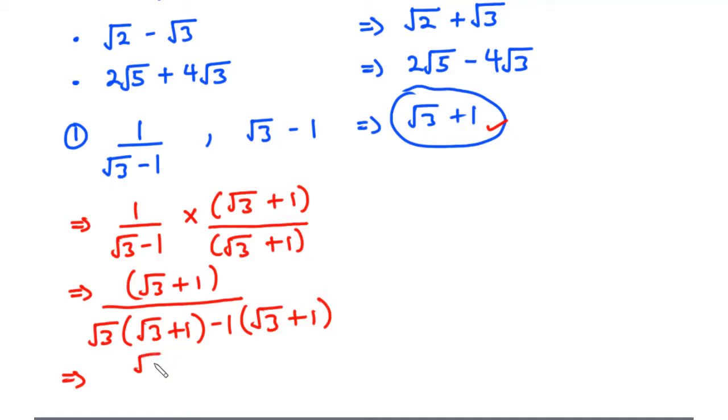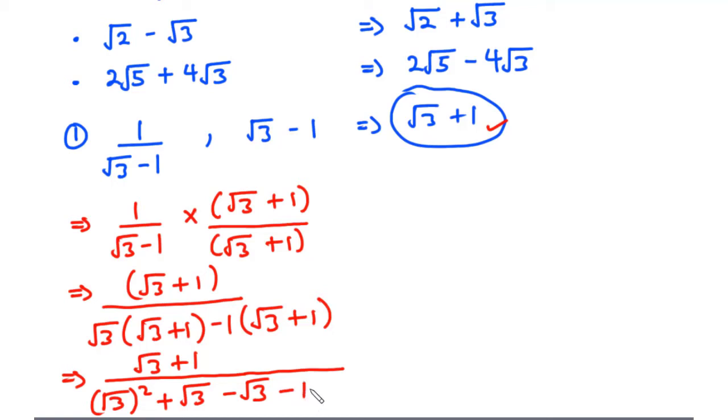So we have root 3 plus 1 as the numerator, and then let's simplify the denominator. So root 3 times root 3 is root 3 all squared, plus root 3 times 1 is root 3. And then we have negative 1 times root 3, which is negative root 3. And then we have negative 1 times 1. So that is negative 1.